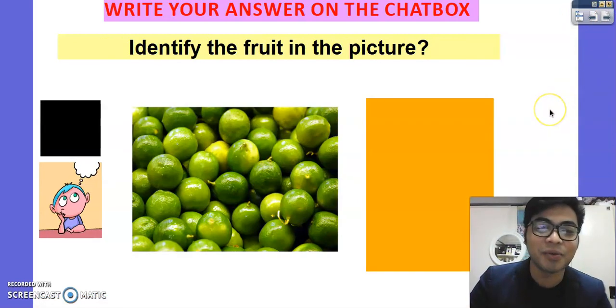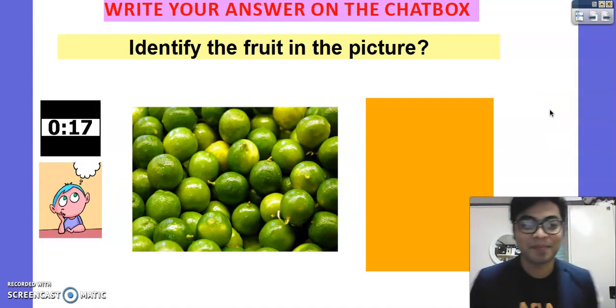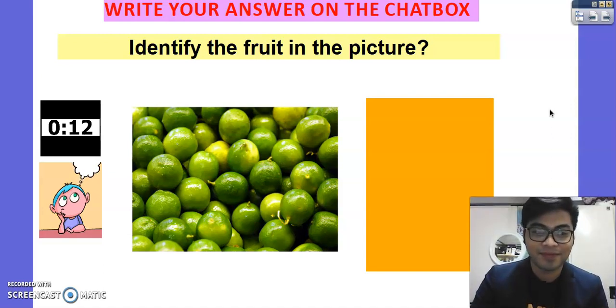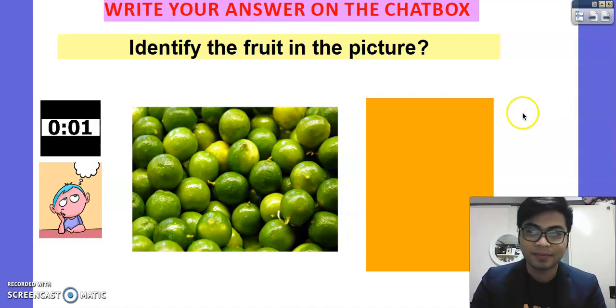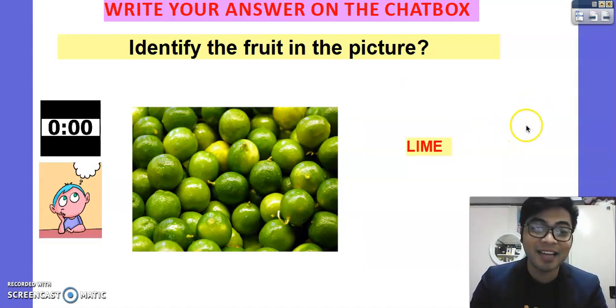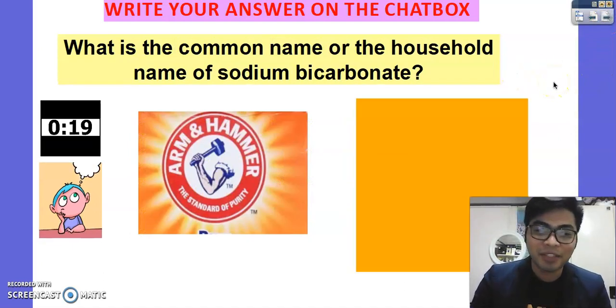Question number 2. Look at the picture. What group do you think is this? The correct answer is it's lime. Next question. Look at the picture. What brand do you think is this?